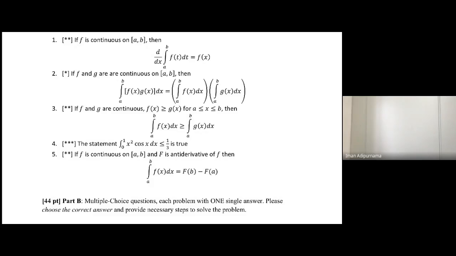Okay. Number four, true. Yeah. This is also using the comparison theorem. So you are comparing x squared and cosine x squared. If you have x squared, cosine x is always smaller, right? And if you take the integrations of both sides, integration from 0 to 1, they should be 1 over 3, right? So that's true.